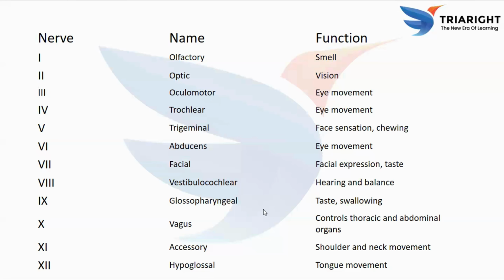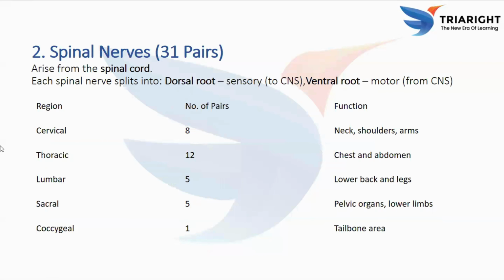So this is all about the cranial nerves, the 12 pairs of the cranial nerves. And coming to the spinal nerves. So how many spinal nerves are there? 31 pairs of spinal nerves are there in the spinal cord. They arise from the spinal cord. The cranial nerves arise from the brain, whereas spinal nerves arise from the spinal cord. So they connect the central nervous system to the rest of the body.